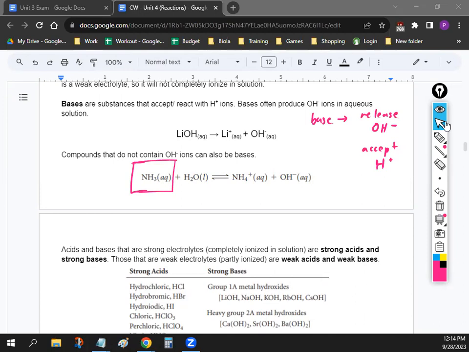All right, any questions on the definitions of acids and bases? Okay, again, we'll go into super detail toward second semester, so you don't have to be an expert on this, but just keep those general definitions in mind.